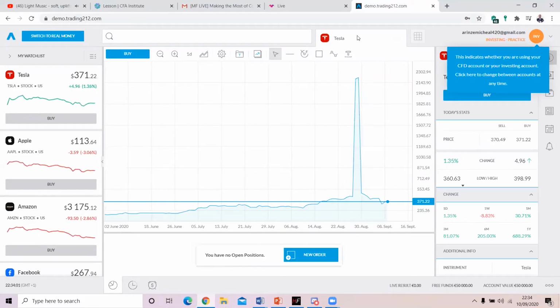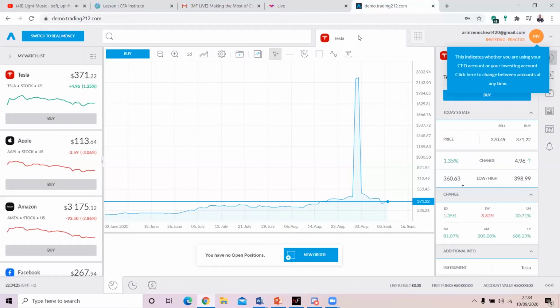So this is a chart showing the price movement. When you look towards the top right of the screen where my cursor is, you see a particular stock that has been selected. The stock we are looking at here is Tesla.